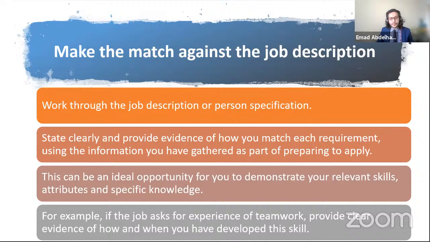State clearly and provide evidence of how you match each requirement using the information you've gathered as part of preparing to apply. This can be an ideal opportunity for you to demonstrate your relevant skills, attributes, and specific knowledge. For example, if the job asks for experience in teamwork, provide clear evidence of how and when you've developed this skill.